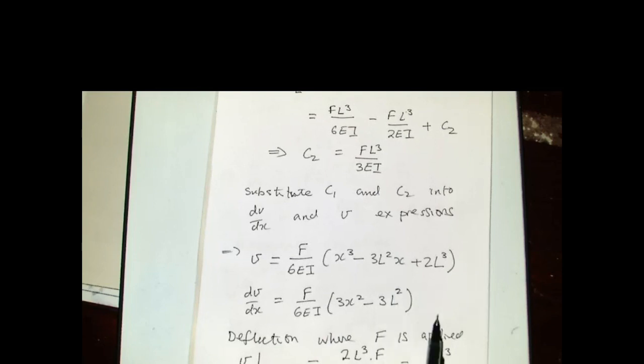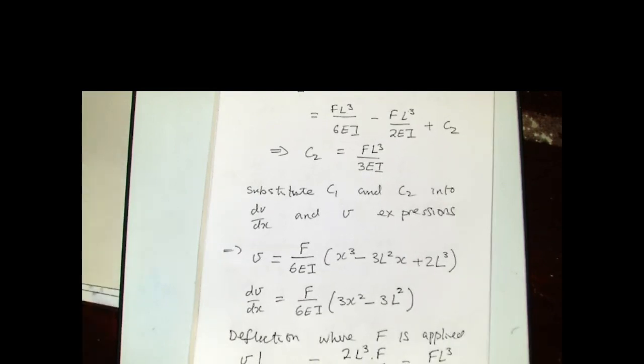Or is this one you're referring to? Yeah. All we've done is differentiate this. If you differentiate x cubed, you get 3x squared. If you differentiate 3L squared times x, you get 3L squared. If you differentiate 2L cubed, L is a constant. I'm seeing it now. Yeah, okay.